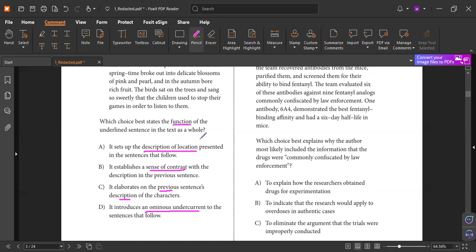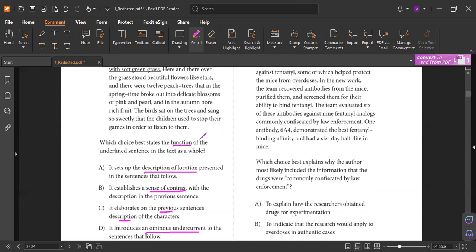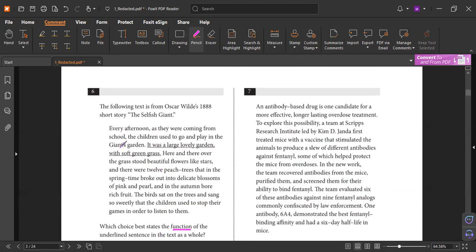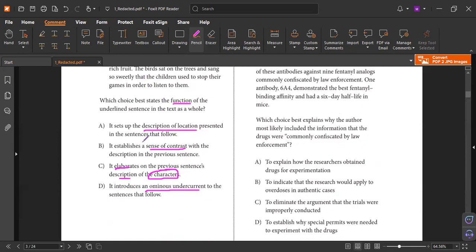Now let me help you. Always read it very quickly. Is it C? Letter C is wrong because you said it elaborates on the previous sentence's description of characters. The previous sentence does not talk about characters. It mentioned the children used to go and play in the giant garden. Okay, we have characters, the children, but the underlined sentence does not describe the children, it describes the garden. So it's not characters.